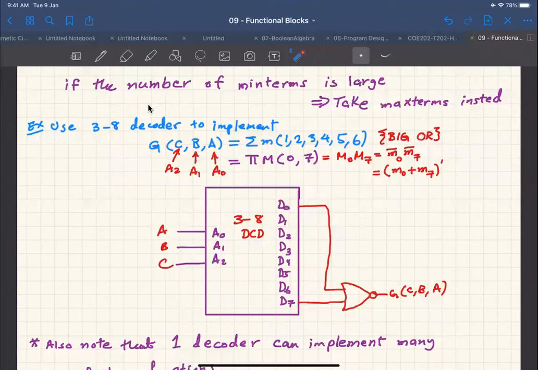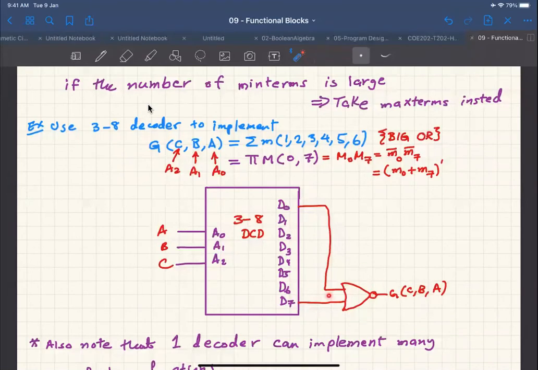Why is this the case? Because if you push back this bubble, this one will become AND, and this will become maxterm number 0, and this will become maxterm number 7, just like here. We are ANDing maxterm number 0 and number 7. This is what this equals, and this is nothing but M0 complement ANDed with M7 complement, and by De Morgan's law, this is nothing but M0 NORed with M7.